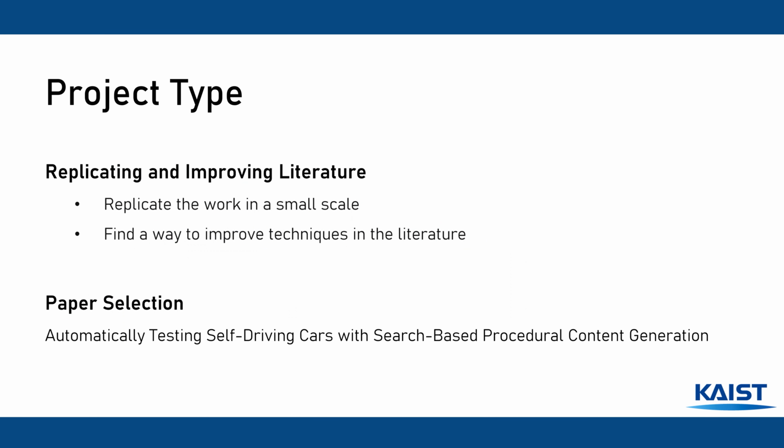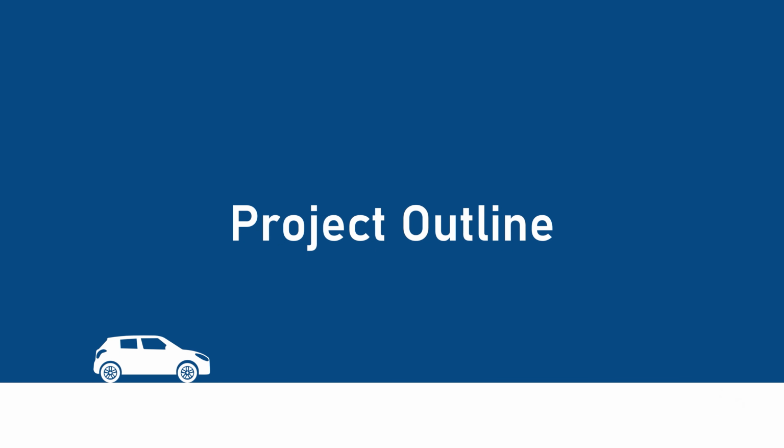Within our project, we decide to replicate and improve the selected paper. Our selected paper is Automatically Testing Self-Driving Cars with Search-Based Procedural Content Generation. We would replicate the work on a small scale and further find a way to improve techniques in the literature. From now on, I will explain the outline of our project.